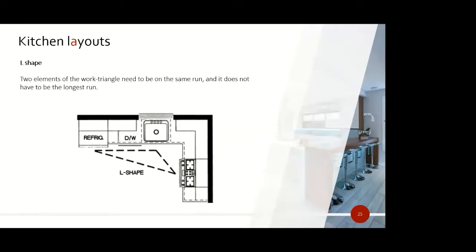Next, the L shape. Again, here, depending on the run either side, you might have two elements on one run or only one. And then, of course, this may also lead to an elongated shape in the work triangle.